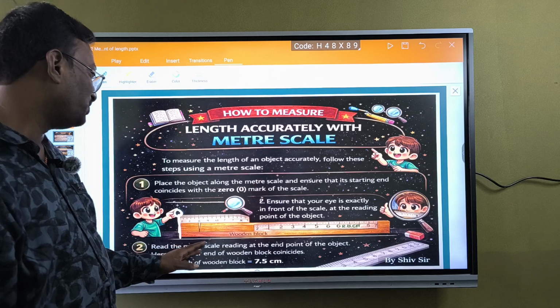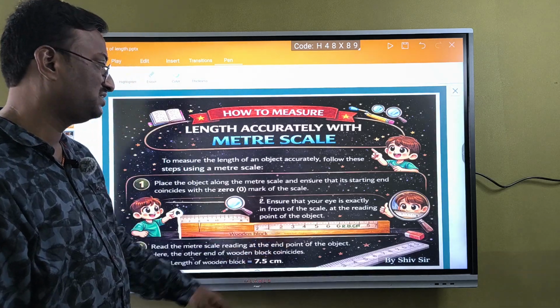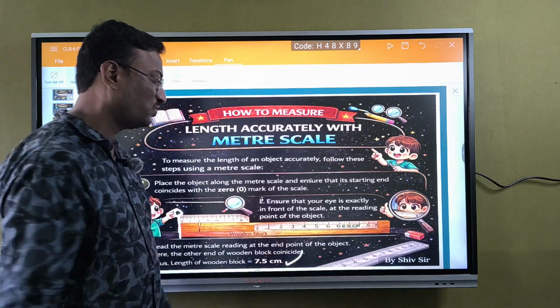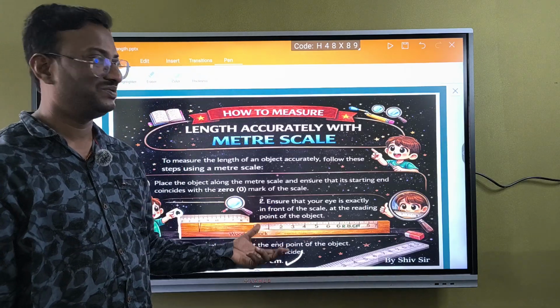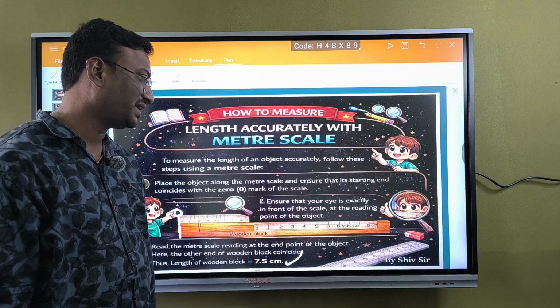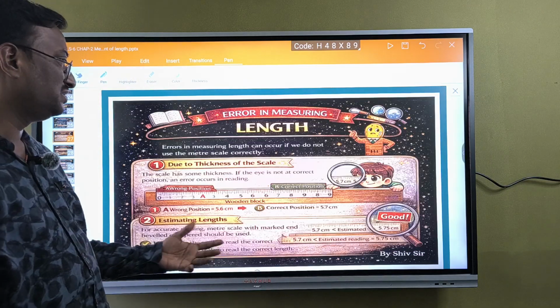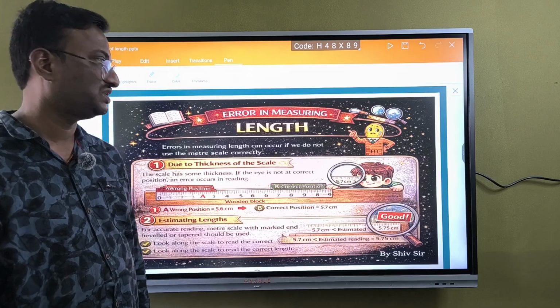Reading the meter scale at the end point of the object, here the other end of the wooden block coincides. Thus the length of the wooden block is around 7.5 centimeters. Of course, this is a general example, you should not think of it too seriously. You can measure as well in your own situations, right?